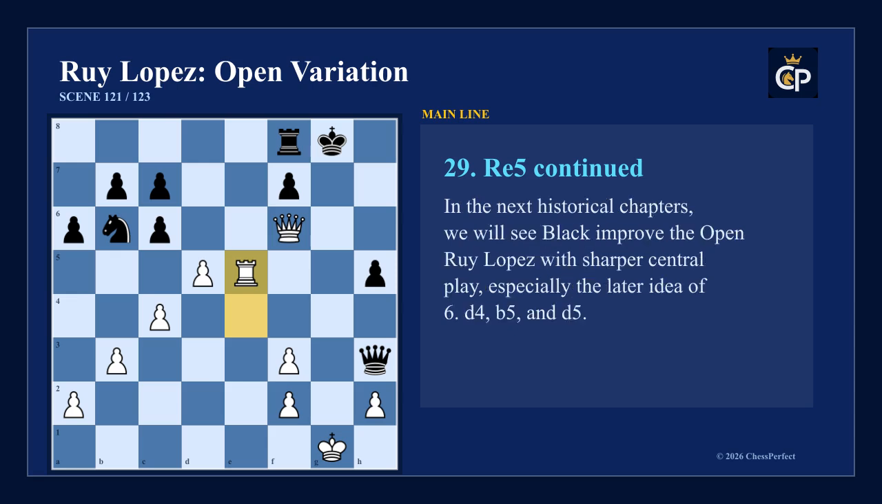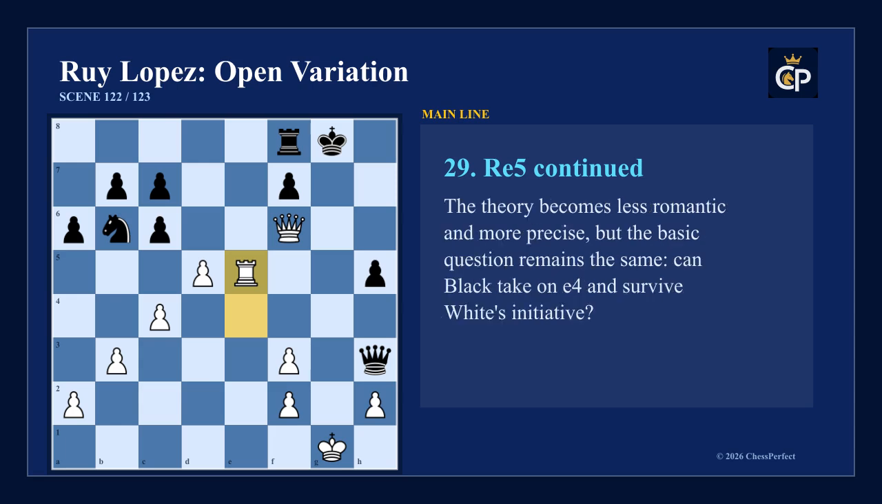In the next historical chapters, we will see black improve the open Ruy Lopez with sharper central play, especially the later idea of d4, b5, and d5. The theory becomes less romantic and more precise, but the basic question remains the same: can black take on e4 and survive white's initiative?